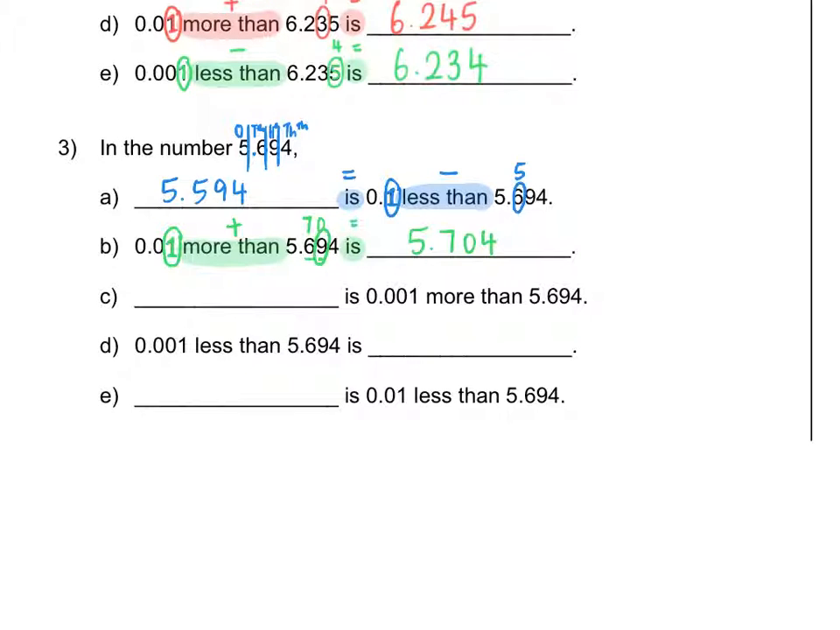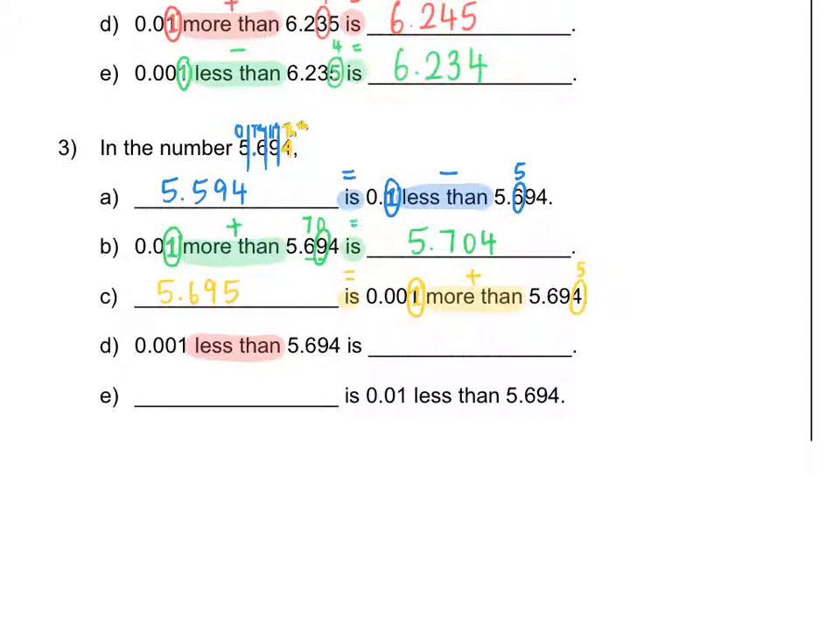Let's go on to part C. What is 0.001 more than 5.694? So same thing, we're going to label. More than means plus, is means equal. Look at the place value that is going to change. In this case it is the thousandths place. And we're going to look at the digit 4. More than, so we plus 1. 4 plus 1 gives a 5. The other digits remain the same. So your answer for part C will be 5.695.